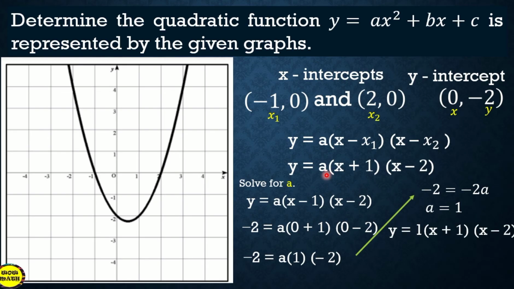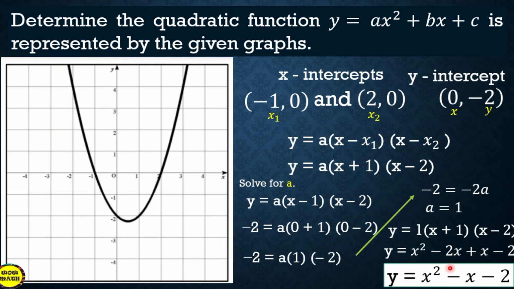So, balikan natin. Or pwede nang di nyo na ilagay yung 1. So, after that, you can multiply x plus 1 times x minus 2. You can use FOIL method. So, that is x times x, that is x squared. X times negative 2, that is negative 2x. 1 times x, that is x. And 1 times negative 2, that is negative 2. Then combine similar terms. So, y is equal to x squared minus x minus 2. So, ito ngayon ang quadratic function sa graph na to.